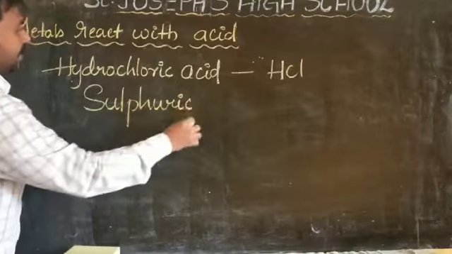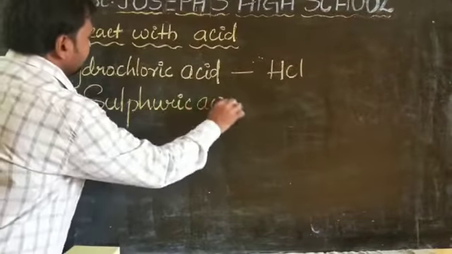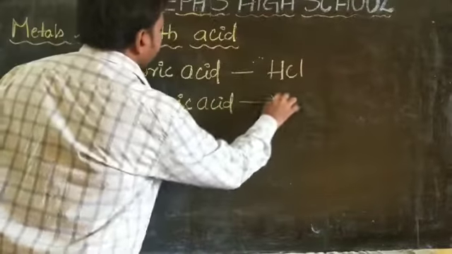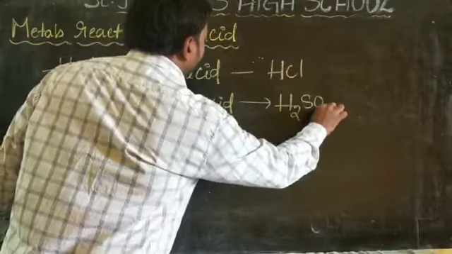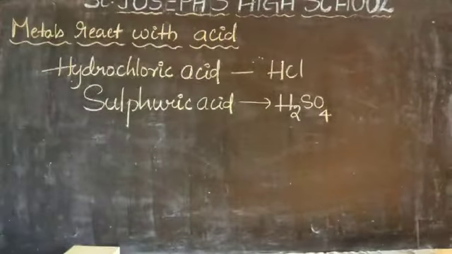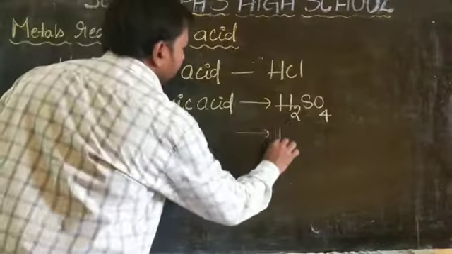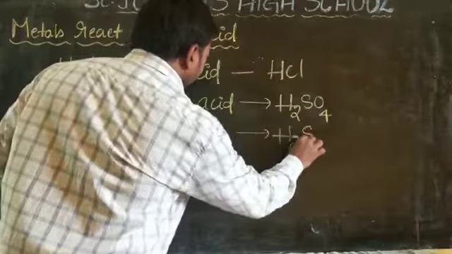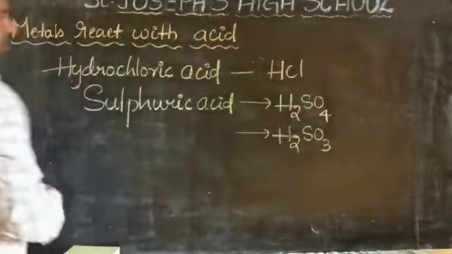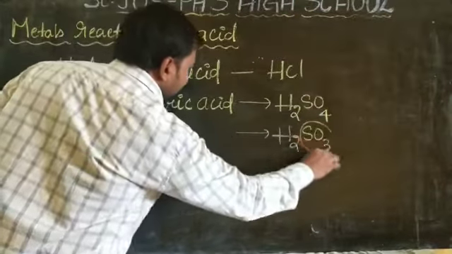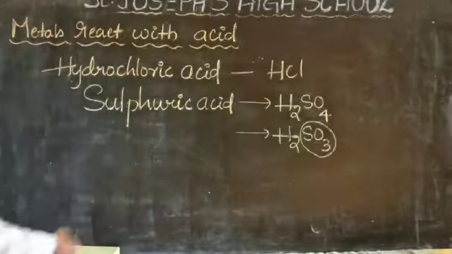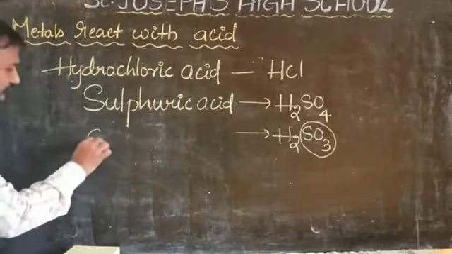Sulfuric acid. Yesterday we discussed. Formula is what? H2SO4. Suppose H2SO3 is there, one oxygen is less. When SO4 is there, it is called sulfate. SO3 is there, it is sulfurous acid.